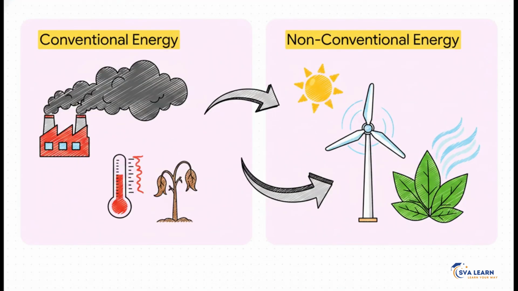So why the massive push to shift towards things like solar and wind power? Well, it's basic cause and effect. Conventional sources like coal and oil are exhaustible, meaning they'll run out, and burning them leads directly to the greenhouse effect and global warming. Because of our massive population increase and urbanization, we absolutely have to shift to non-conventional sources. Why? Because they are inexhaustible and they preserve our environmental stability.